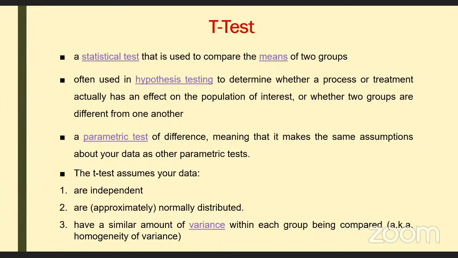It's a parametric test, we all know. And therefore, what are the assumptions to be followed? The test data are independent, normally distributed, and have a similar amount of variances. The homogeneity of variances means what? Both the samples are derived from the same population. As I told you, F is equal to SD1 square upon SD2 square. Then only you can go for t-test. That homogeneity of variances has to be established. No significant difference.